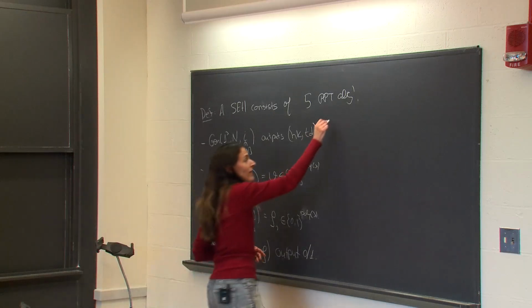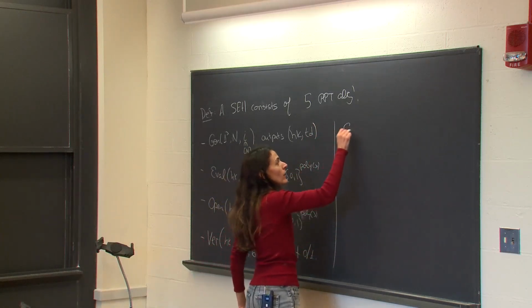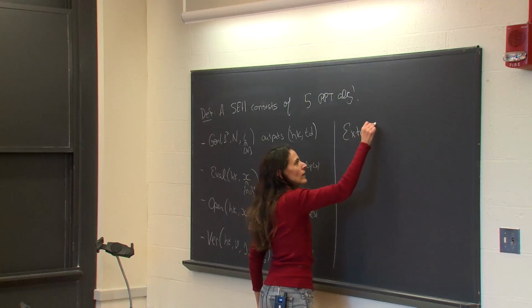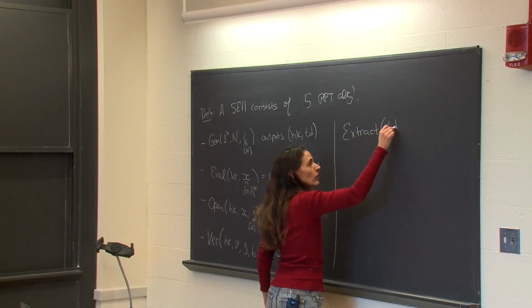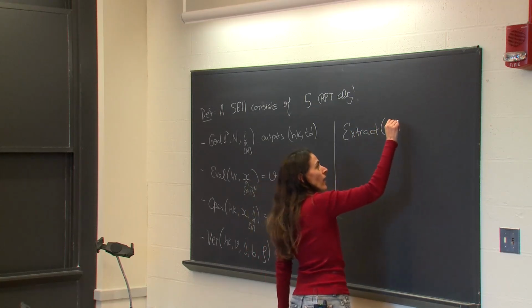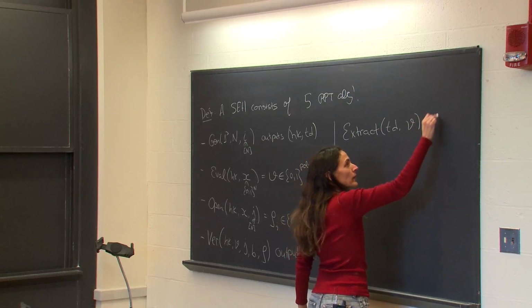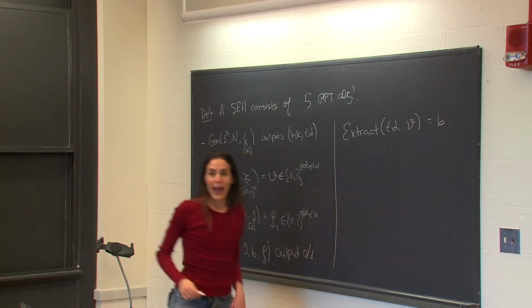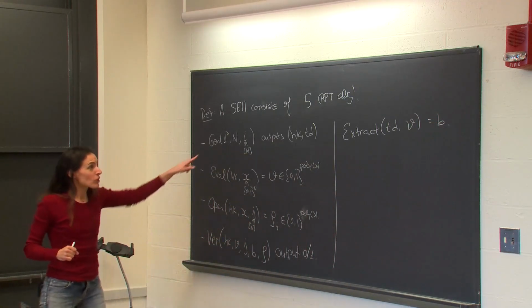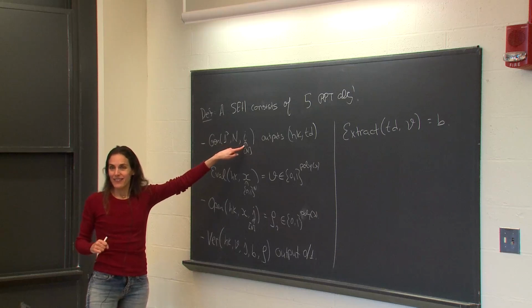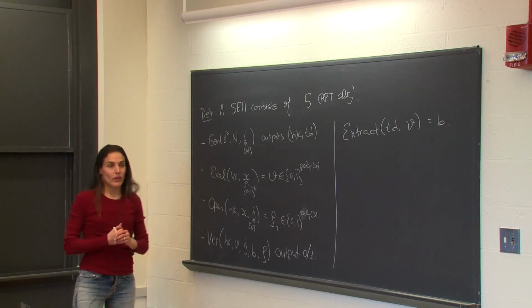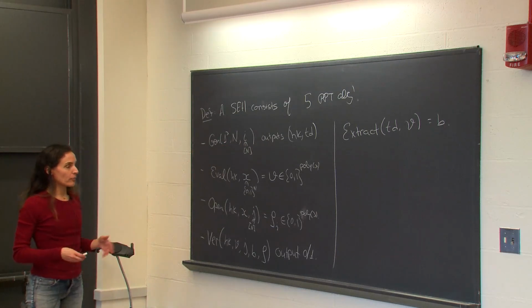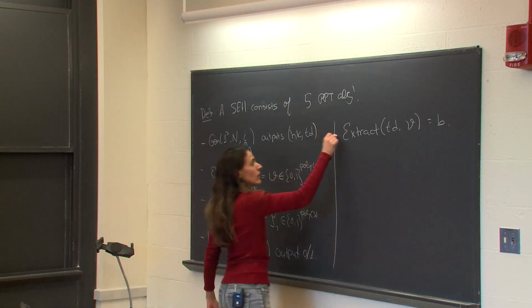And finally, that's the extract algorithm. It takes the trapdoor and the value, and it outputs a bit. And this bit should be x_i. Okay? So let me say the properties.